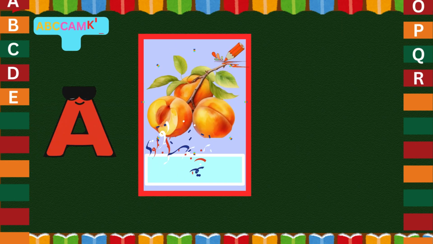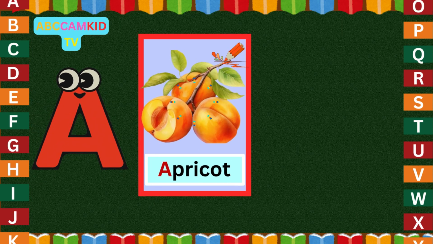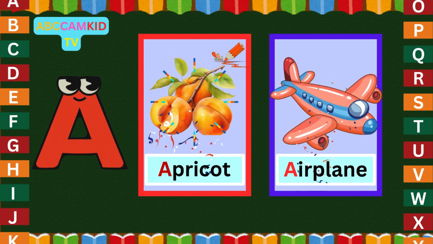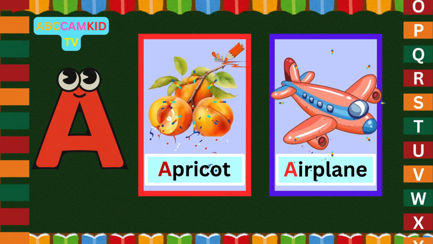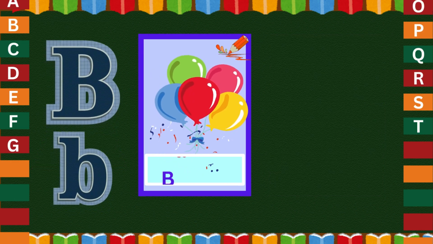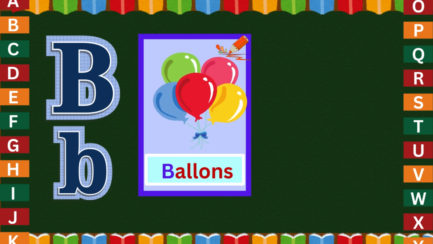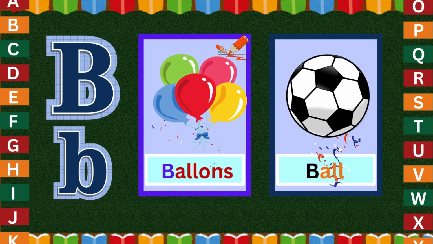A for apricot. A for airplane. B for ball. C for cherry. C for cat. B for balloons. D for dates. D for dinosaur. E for eggplant. E for elephant.